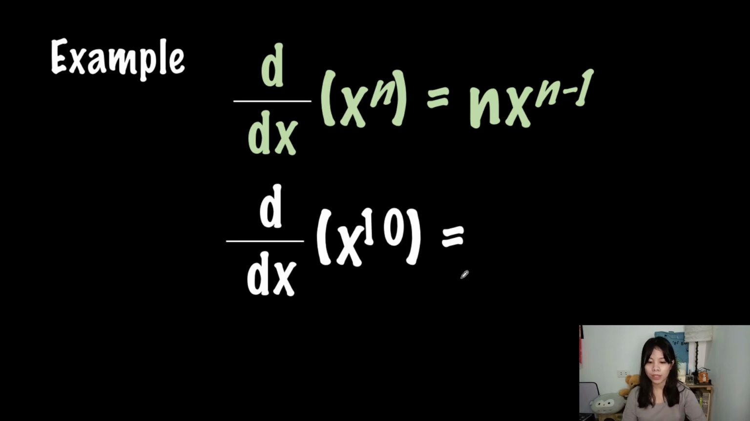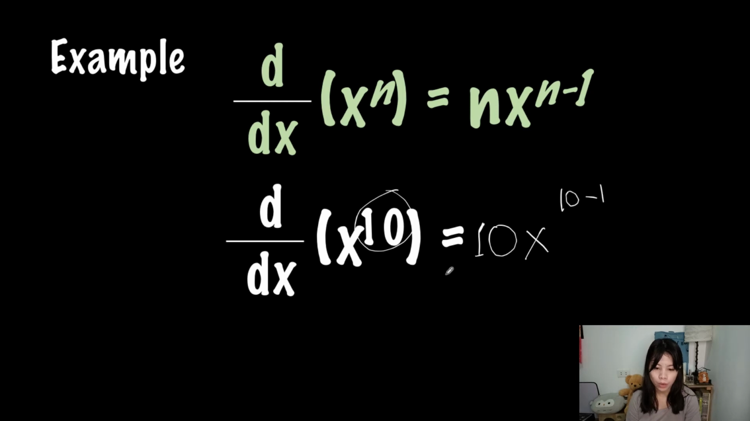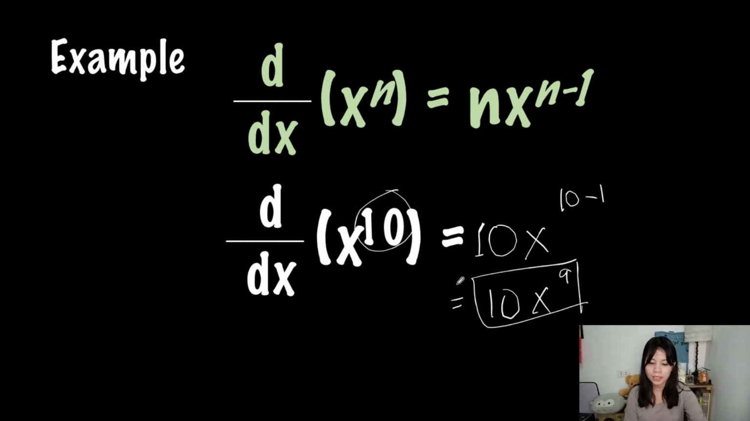Another example. How about this? d over dx or derivative of x raised to 10 with respect to x. Ano yung sagot niyan? Una, ano gagawin mo? Ibababa mo si n, yung iyong exponent. So, 10x raised to 10 minus 1. So, tandaan nyo lang yung pattern. 10x raised to 9. So, this is the answer.